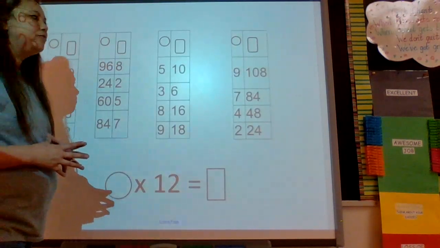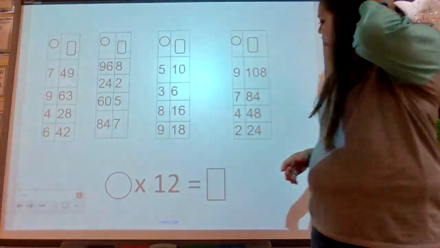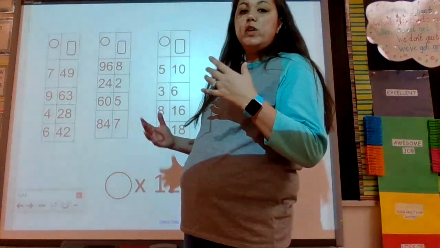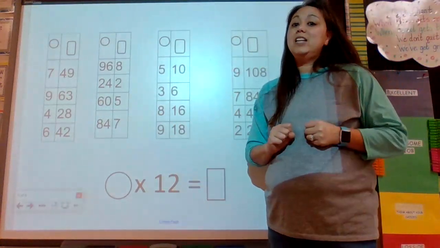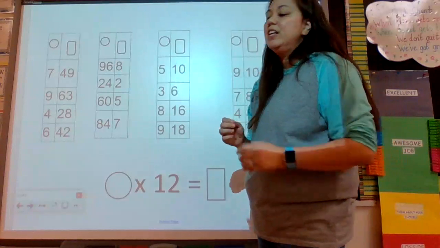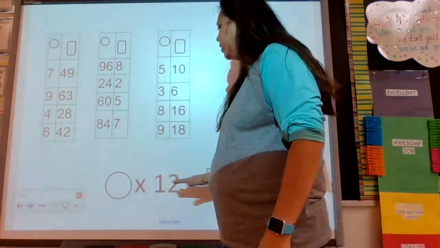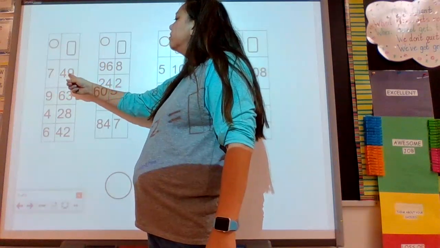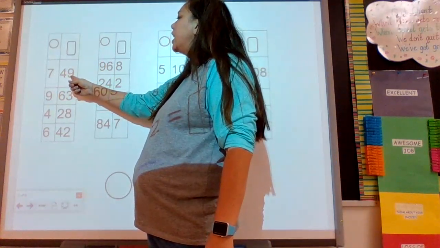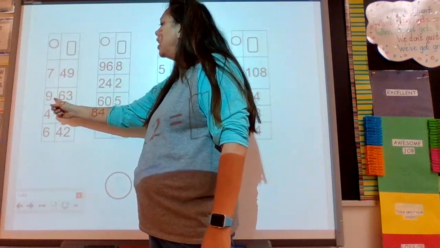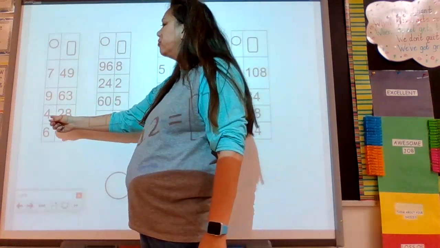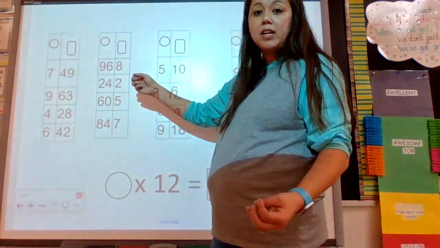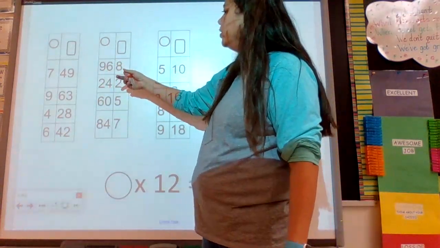Now, here is a fun question to kind of look at. Here, what they've done is they've shown you different charts, and they say, when you see these, don't go, ooh, it is a lot. It looks like a lot. But let's break it down. They give you a circle and a rectangle, and they're saying, if this is 7, the rectangle is 49. If the circle is 9, the rectangle is 63. So basically, these are just mini tables that we've been practicing, and we're going to see what the rule is.